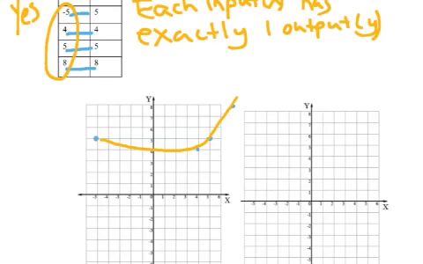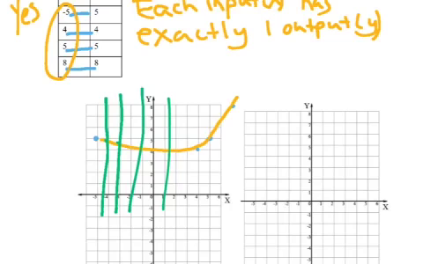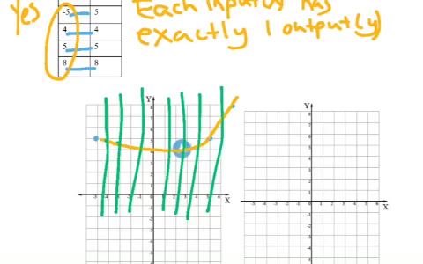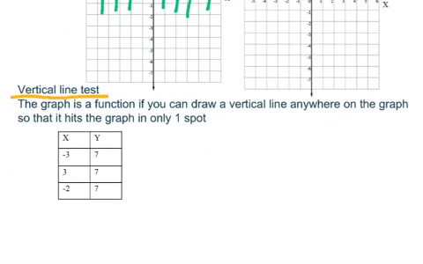Now, what I'm about to do in green is draw vertical lines, or you could actually put your pencil and keep going down. Do you see how it's only hitting my line in one location? No matter where, my green vertical line is only crossing my yellow graph in exactly one location every single time. Since it passes the vertical line test because it only hits it in one location per vertical line, yes, it's a function.